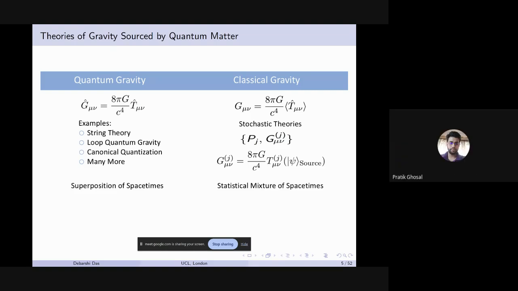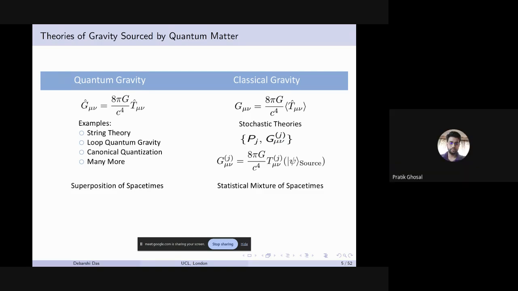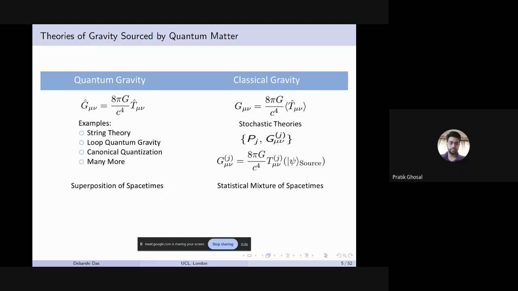Okay, okay. Debarshi, I may also add something. I'm not a very expert in this gravity field, so I understand it in this way. Yeah, can I add something? Yeah, sure.